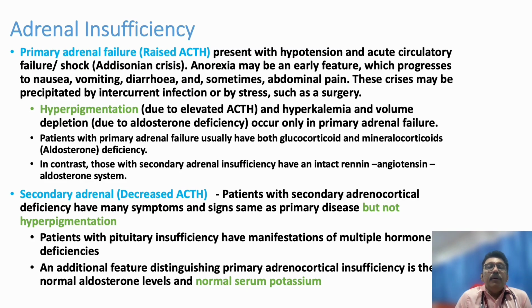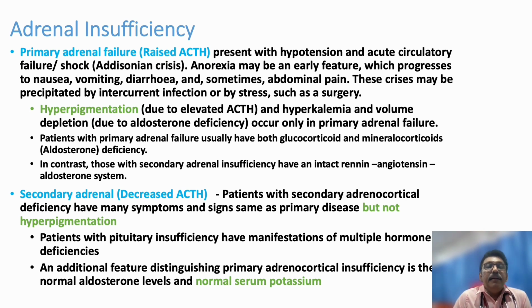Hyperpigmentation is very, very important, and hyperkalemia and volume depletion occur only in primary adrenal failure. So remember, one of the major differentiating features of primary adrenal failure is hyperpigmentation. You can see it in the oral cavity, you can see it in the skin, the palmar creases will become more darkened, and the old scars will become hyperpigmented. So oral cavity hyperpigmentation is also very, very important.